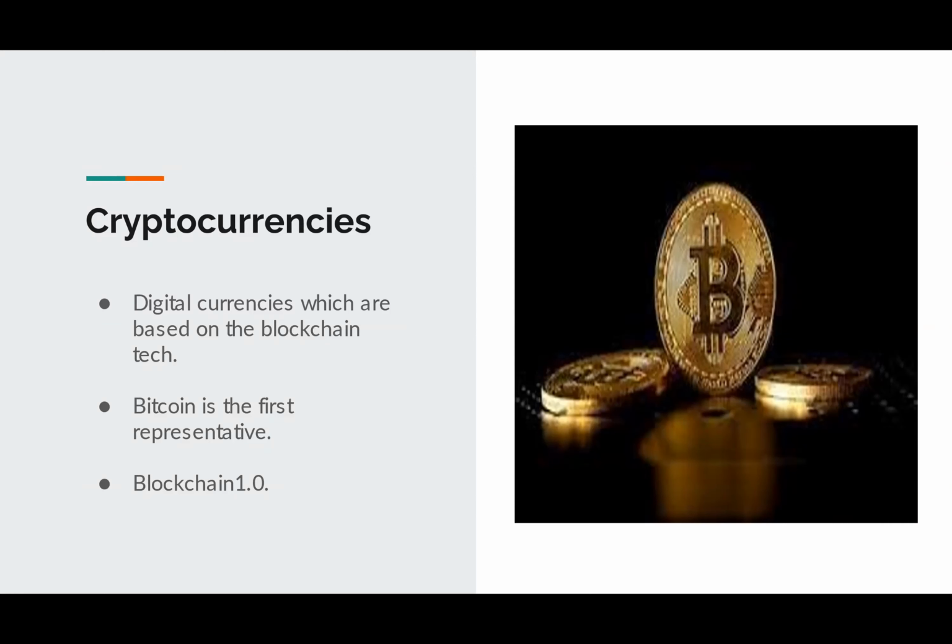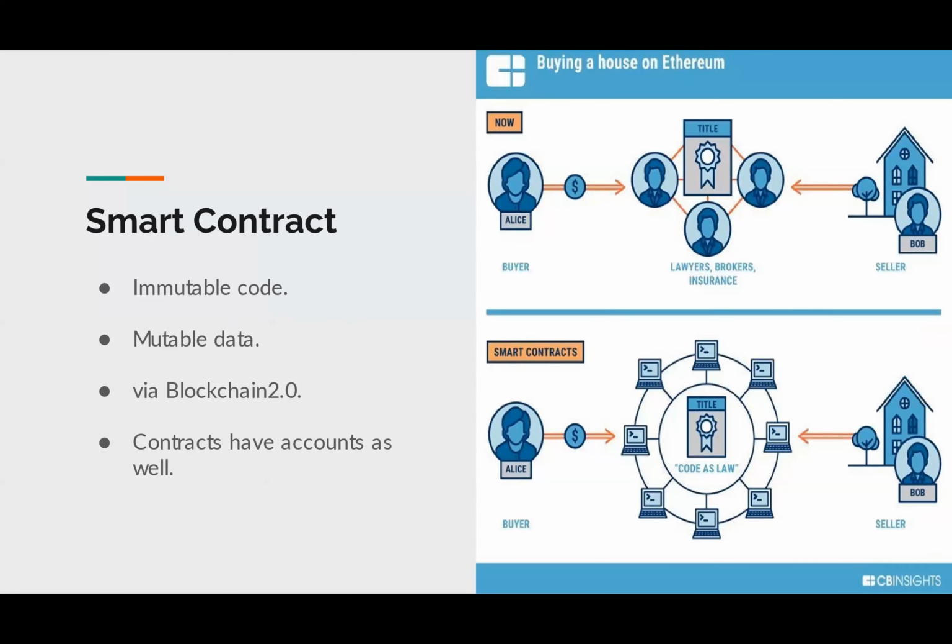Bitcoin is the first representative of cryptocurrencies, and it is called blockchain 1.0 technology because Bitcoin only allows money transfer transactions. On the other hand, there are also blockchain 2.0 type of cryptocurrencies. They also allow smart contract transactions besides money transfer transactions.